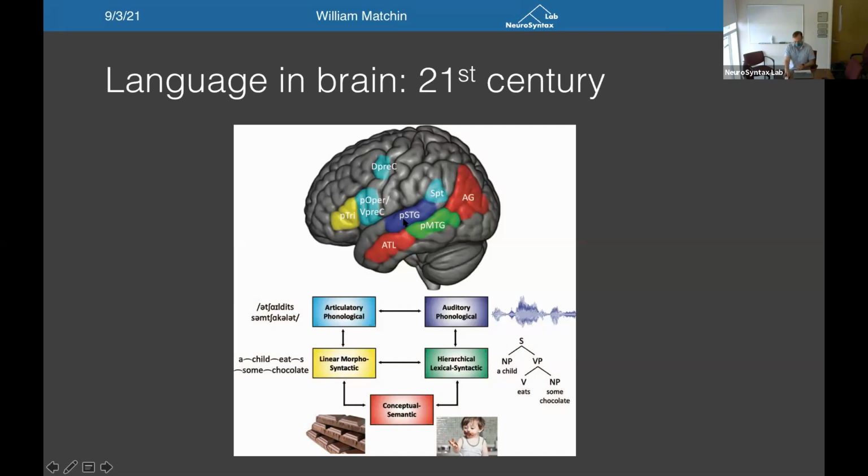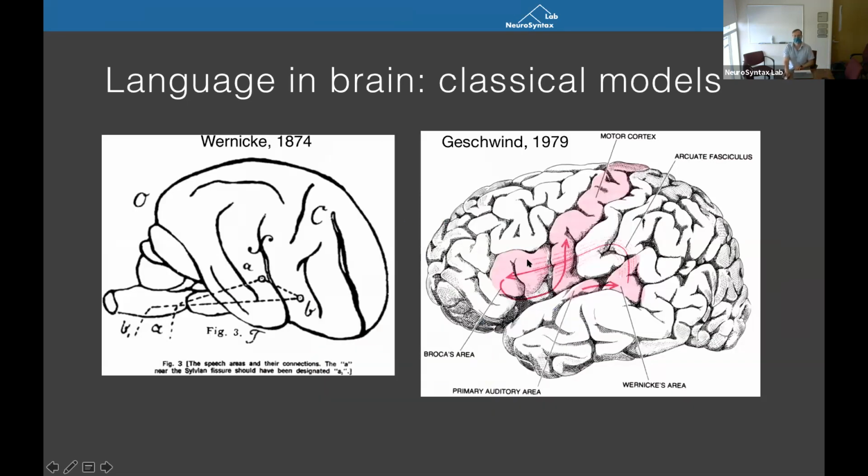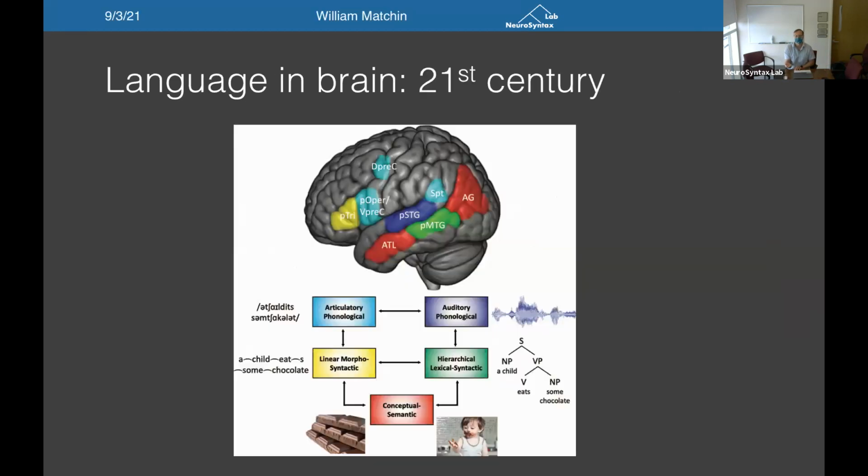So we're basically trying to update this old picture, which actually worked very well, but there's a lot missing, a lot of detail and a lot of sophistication that needs to be added. So our goal is to update that with newer methods and the newer linguistics that we've been able to understand.